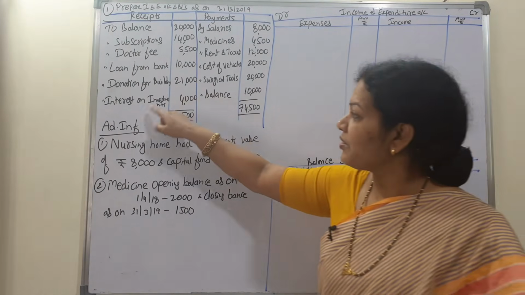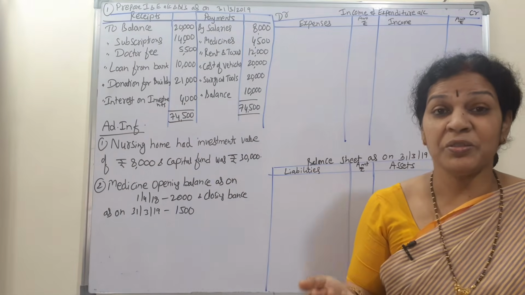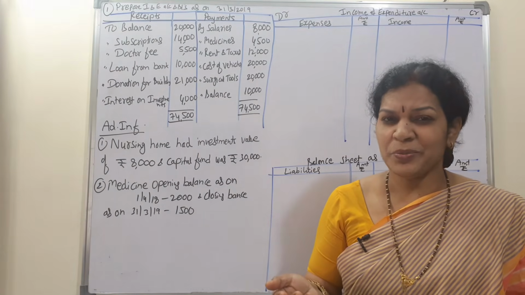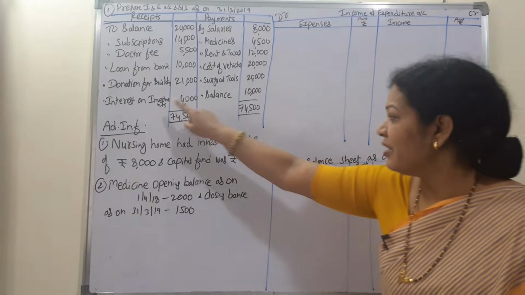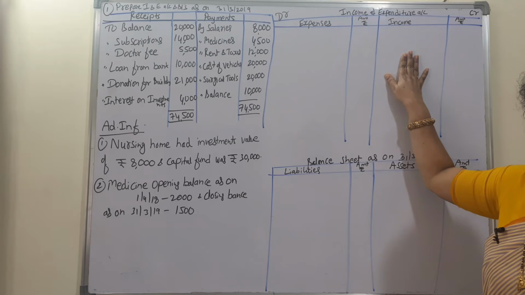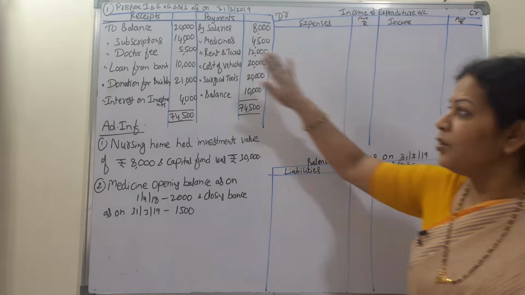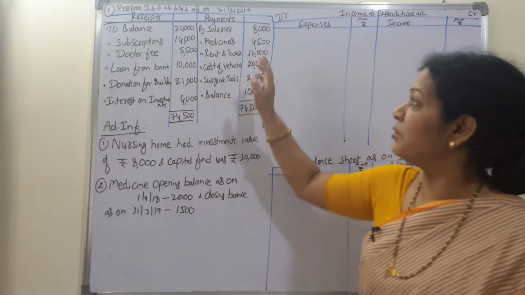Next, interest on investments. On investments we are getting interest. Interest is an income, so you will write it into the income and expenditure account credit side. That is over for the credit side of the receipts.